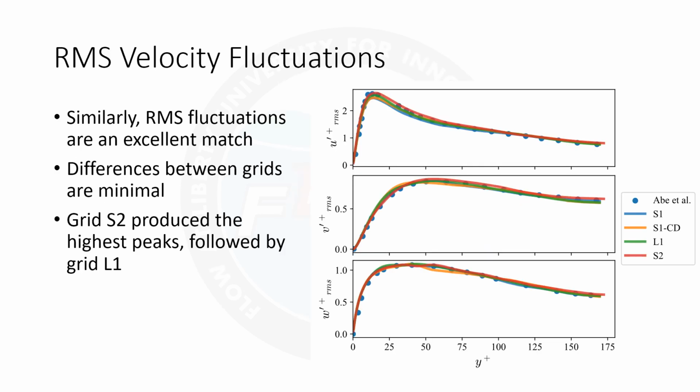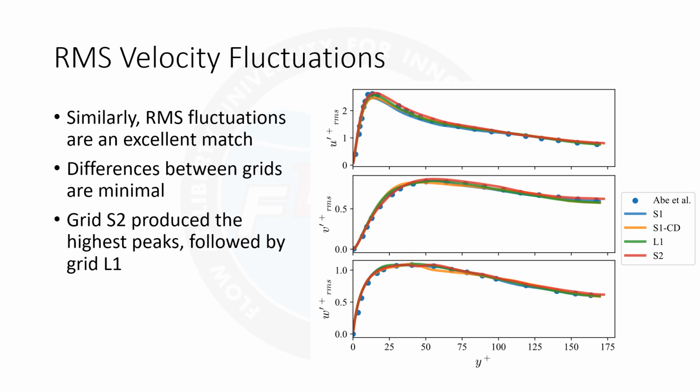Now let's briefly look at the RMS velocity fluctuations in X, Y, and Z, where you can see the U component on top, V component in the middle, W in the bottom, and of course these are normalized by inner scaling, so W plus and Y plus here. You can see that in all of the cases shown, we have an excellent match with the validation data, with, compared to the mean velocity profile, less of a clear-cut difference between these different cases. However, you will notice that grid S2 still has the highest peaks here, and grid L1 is the next highest.